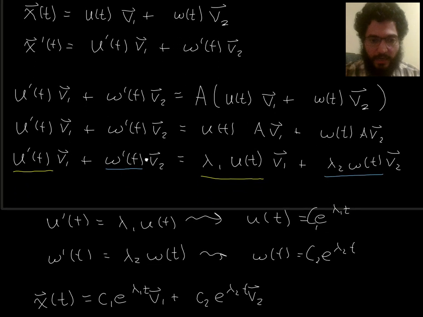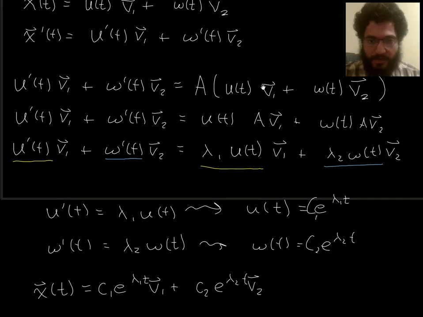You see that by finding these vectors such that A's action on them is simply to scale each one individually, so Av1 just popped out the scalar, Av2 just popped out the scalar, that led to a decoupled system. So instead of u prime involving u and w, and w prime involving u and w, u prime only has u on the right side, w prime only has w here on the right side.